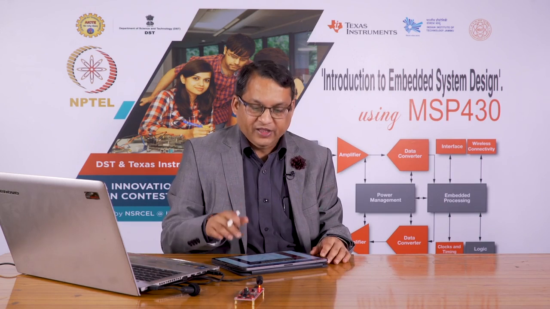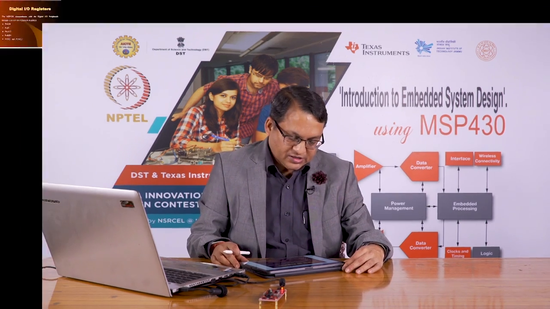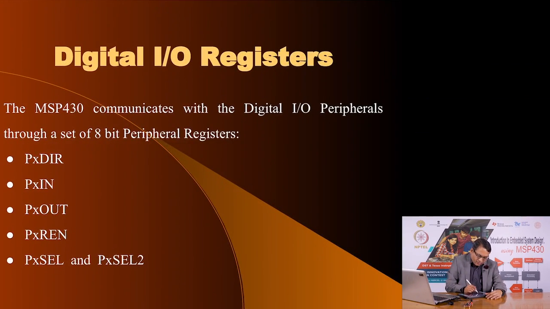So, let us see how many registers we are going to deal with when we decide to use these pins as input or output. For using the input output pins as IO registers, we have at least one, the direction register. X here refers to which port we are talking of. For example, if we are talking of port 1, this will become P1DIR. If we are talking of port 2, it will become P2DIR and so on, alright.